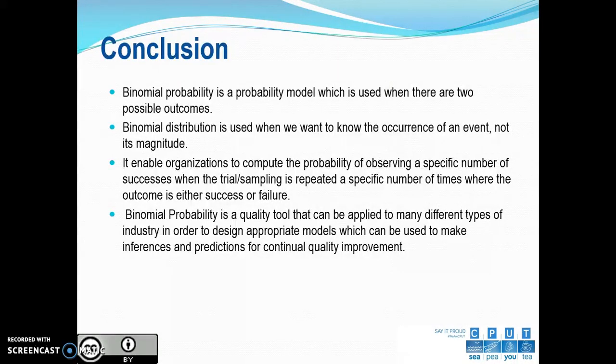Now, in conclusion, we have found that binomial probability is a probability model which is used when there are two possible outcomes, and those possible outcomes can either be a success or a failure. Binomial distribution is used when we want to know the occurrence of an event, not its magnitude. It enables organizations to compute the probability of observing a specific number of successes when the trial sampling is repeated a specific number of times, where the outcome is either success or failure.